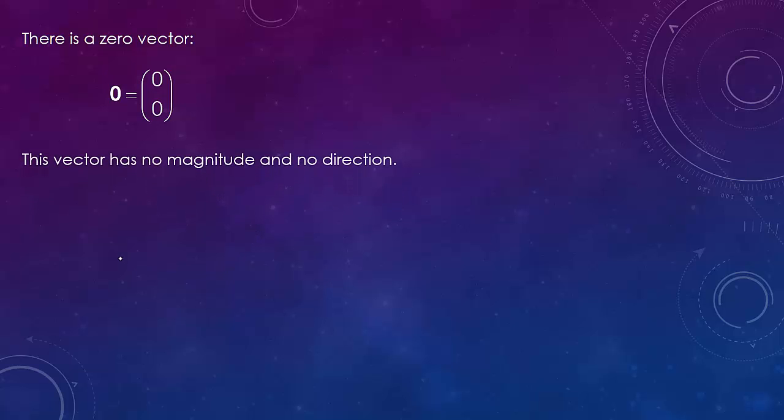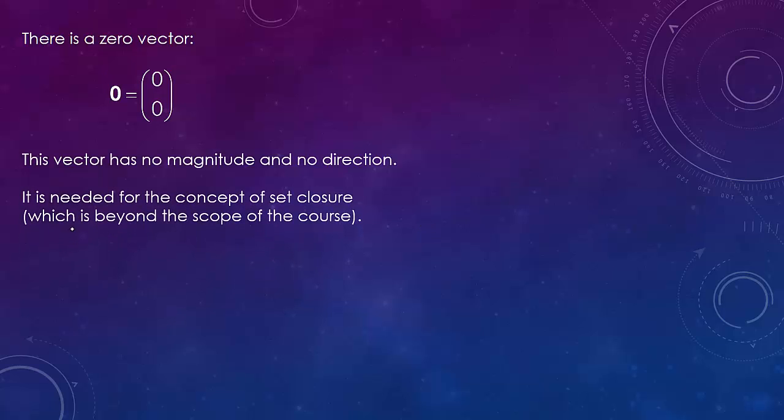There is a 0 vector. The 0 vector would be written as 0 underlined if we're handwriting it. The 0 vector is (0, 0). This vector has no magnitude and no direction. So you might think, why do we need it? It's needed for the concept of set closure, which really is beyond the scope of the course. However, it's not difficult to understand.